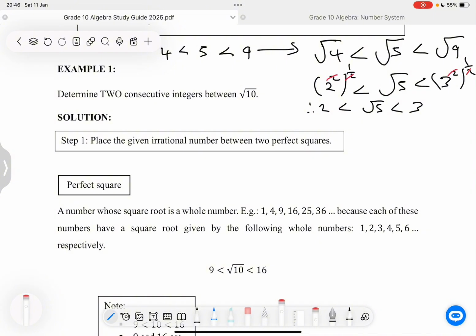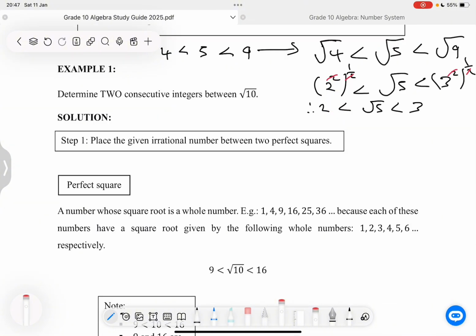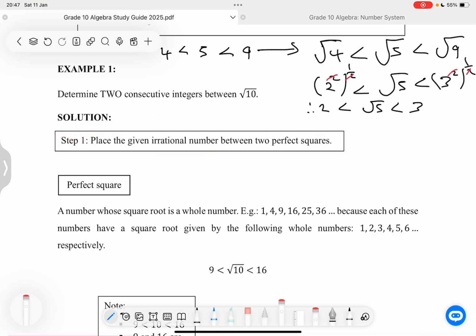The first step when we solve this problem would be that we look for what we call perfect squares. So I'm going to put a less than and a less than, because I know that the one number will be smaller, the other one will be bigger. That already I know. But these numbers here, I'll put what we call perfect squares. Now the question would be, what is a perfect square? So this is what the first step says, that you need to put the surd in between two perfect squares. But what is a perfect square?